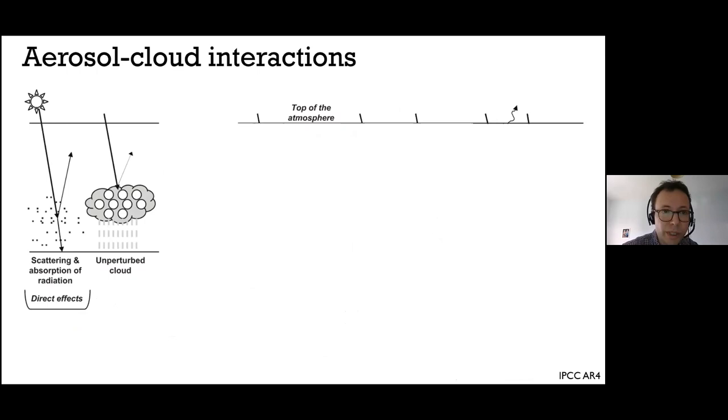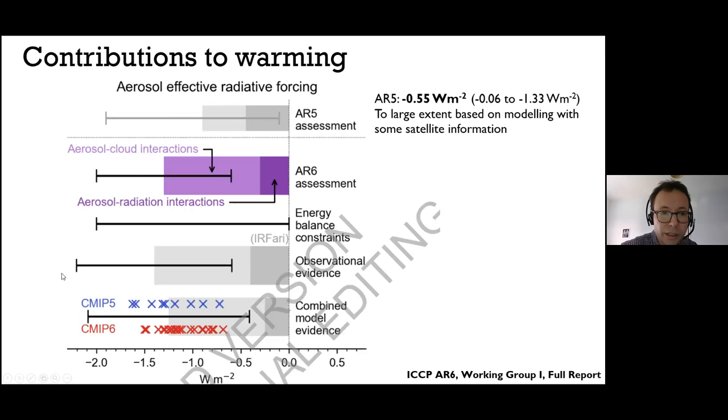So here we have the sun, here we have the atmosphere with aerosols and clouds in it. And then we have an unperturbed cloud where we have a certain number of cloud droplets of a certain size. So these are the aerosol radiation interactions, where the radiation is interacting with the aerosols directly. That's this dark blue part here.